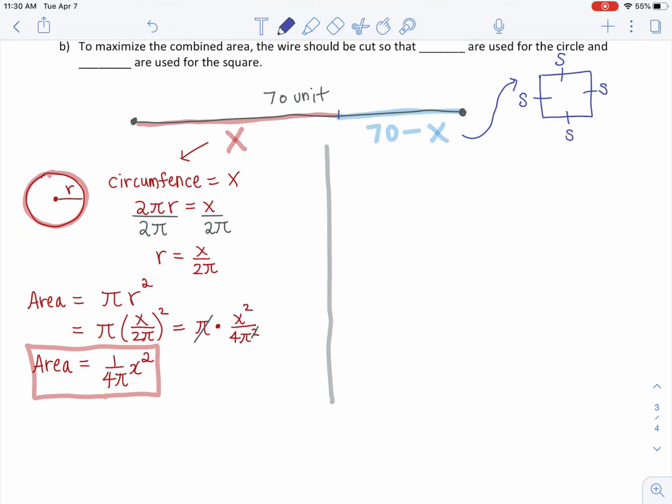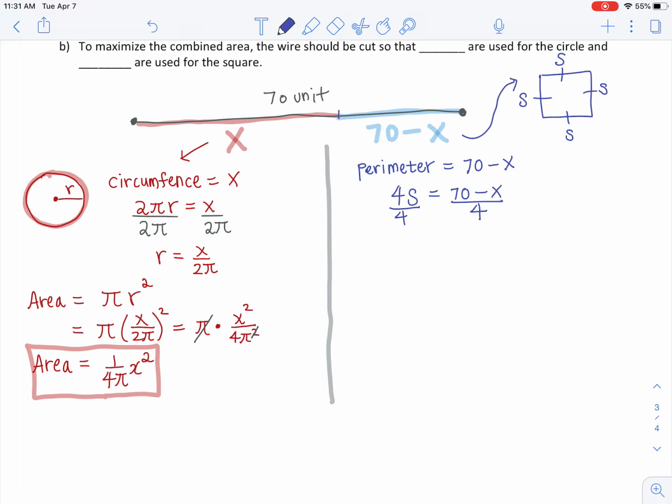If you create a square, all the side lengths are going to be the same. And we call these sides all s: s, s, s, and s. Notice, not the circumference, we call it the perimeter. Perimeter of the square must be equal to 70 minus x, right? That's how much we have to make the square. And if we call each side s, I know 4 times s, 4 sides added together, is 70 minus x.